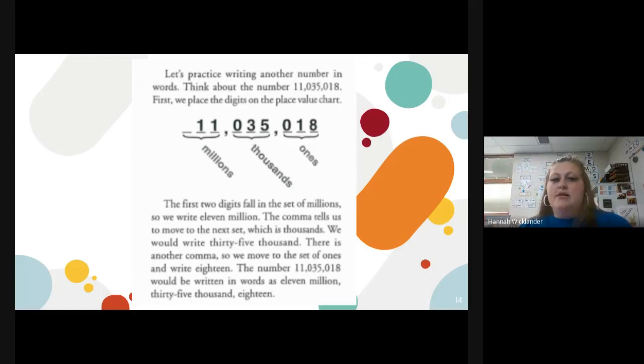Let's practice writing another number in words. Think about 11,035,018. First, we place the digits on the place value chart. So 11, 035, 018. The first 2 digits fall in the set of millions, so we write 11 million. The comma tells us to move to the next set, which is thousands. We would write 35,000. There is another comma, so we move to the set of ones and write 18. So since there's not anything in the hundreds, we just write it as 18.